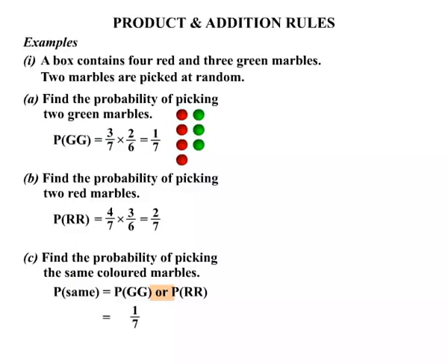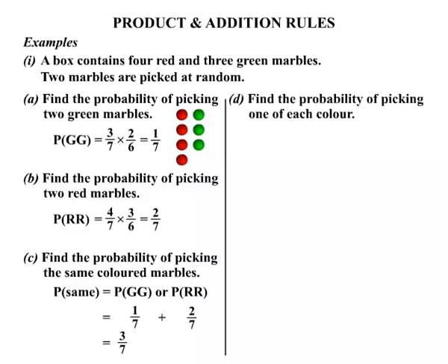Now, in probability, when we see the word or, if this can happen or that can happen, we're going to add. So when we see the word or, we're going to add the probabilities we work out. Now the probability of red, red, we've worked that out in the previous part. That was 2/7. So 1/7 plus 2/7, don't need a calculator for this one, equals 3/7. Terrific.